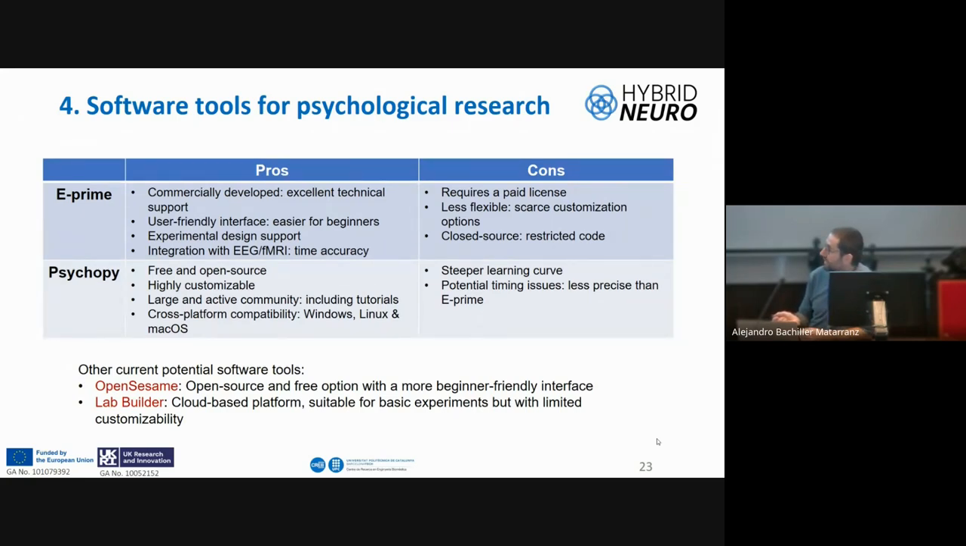Another current potential tool that is increasing right now is OpenSesame, an open source free option as well, and it's better than PsychoPy for beginners. The learning curve is lower. Another novel option is Lab Builder, a cloud-based platform. In this case, it's not necessary to install any software on your PC, because you can design the experiment on the cloud. But this cloud-based platform is only for basic experiments right now. They say that they will improve, but right now it's for basic experiments.